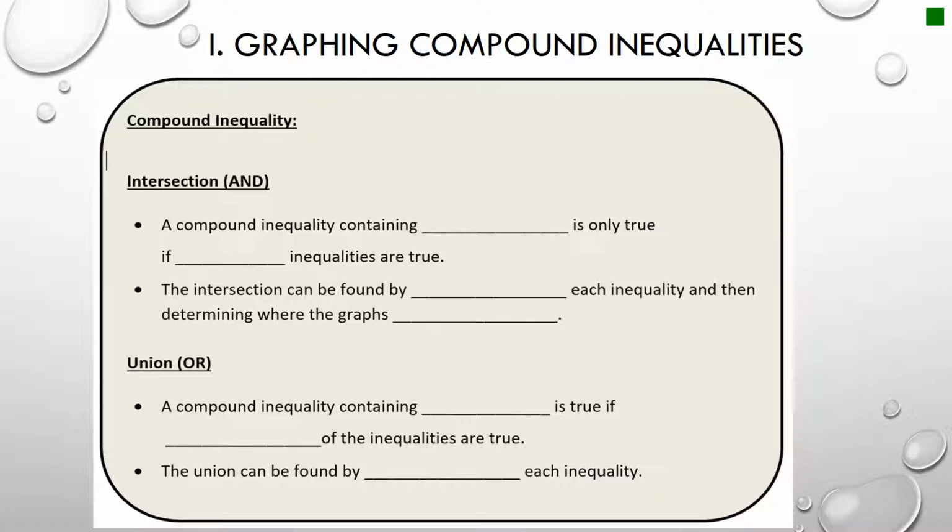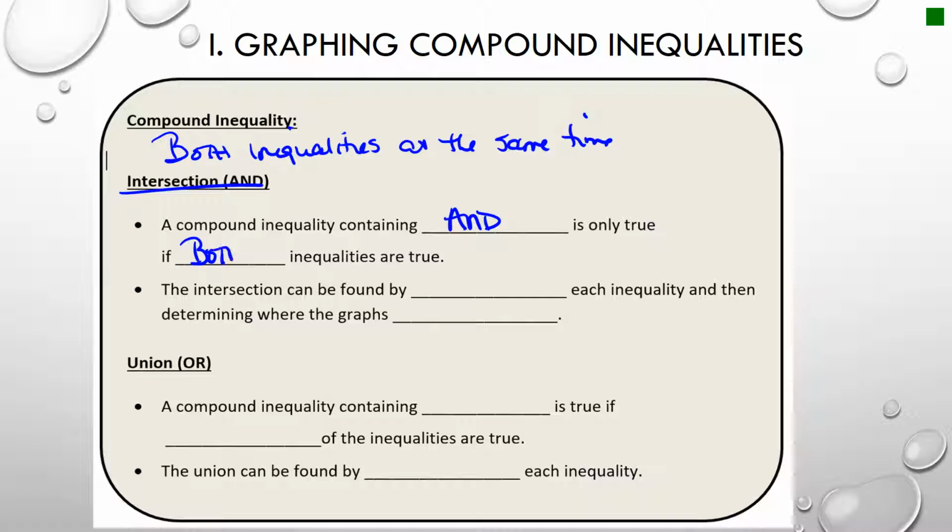So once again, graphing compound inequalities. We're going to graph both inequalities at the same time, and we're trying to find the set that works for both of them. A compound inequality containing and is only true if both inequalities are true. The intersection can be found by graphing each inequality and then determining where the graphs overlap. A union, a compound inequality containing the word or, is true if either of the inequalities is true. The union can be found by graphing each inequality.